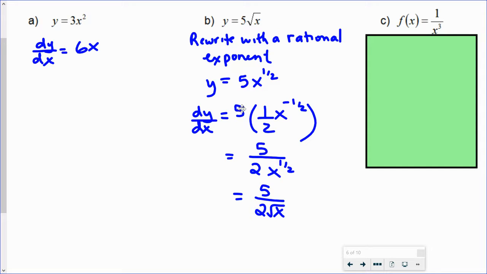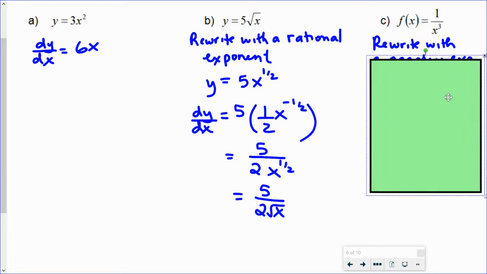And then I'm going to do two things. I'm going to multiply these two factors together to get my 5/2. And because I have a negative exponent, I'm going to drop the x to the denominator. Okay. Finally, I'm going to rewrite this fraction exponent as a radical. It's a little bit more professional to leave it that way.